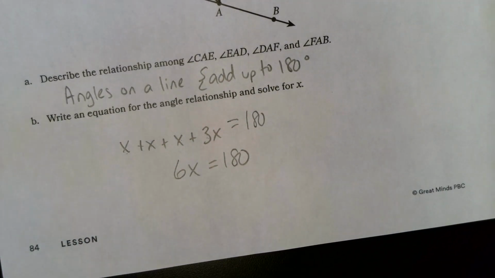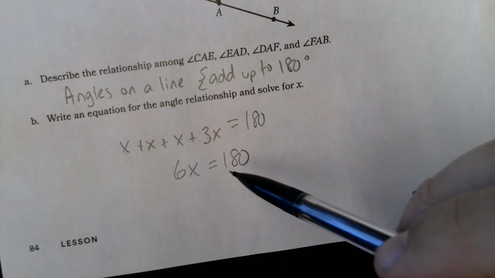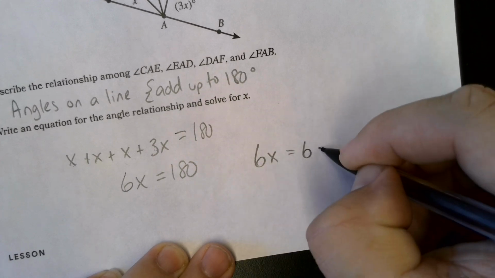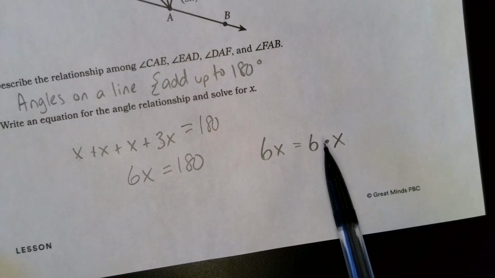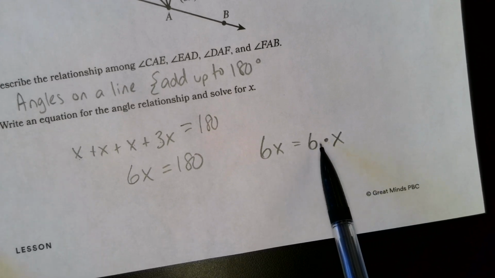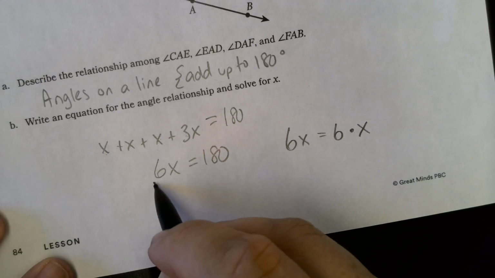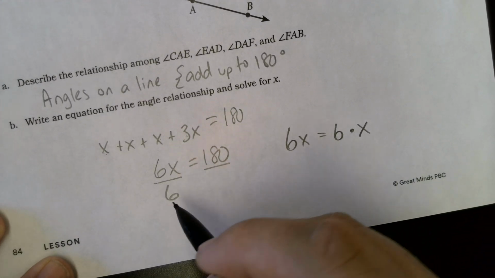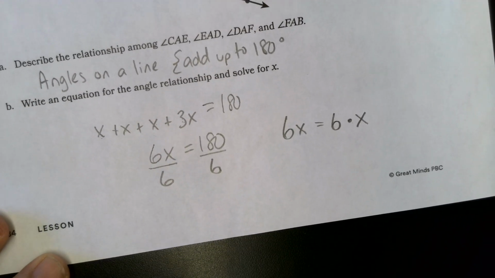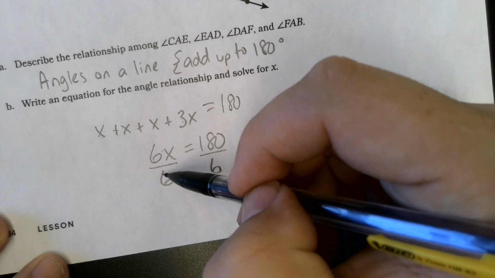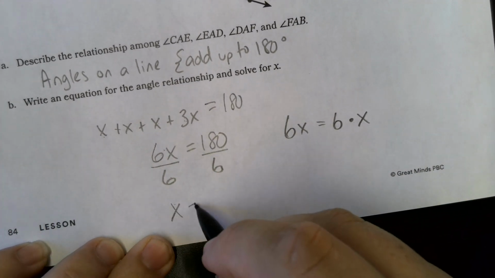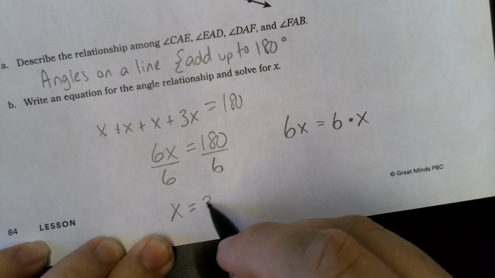Now, this is different because we're not going to subtract 6 from both sides, because 6x means 6 times x. And in order to use inverse operations to eliminate the times 6, the inverse operation of multiplication is just division. So I'm going to divide both sides by 6. Okay. Because 6 divided by 6 is 1, so that would give me 1x, which we've talked about is just x. And 180 divided by 6 is 30.